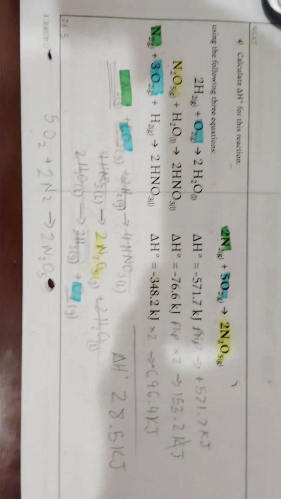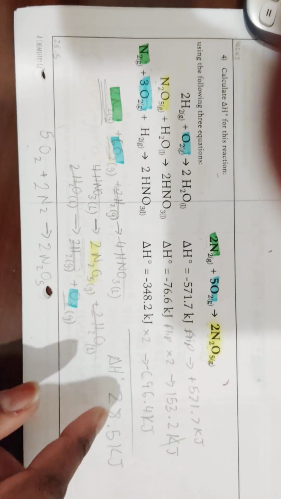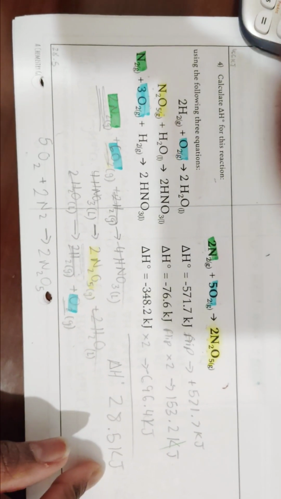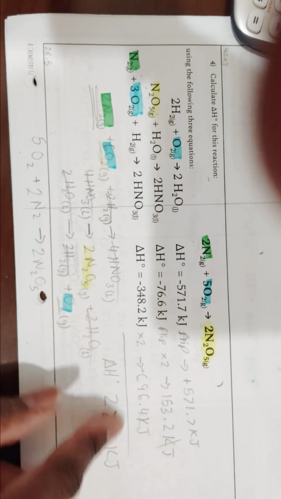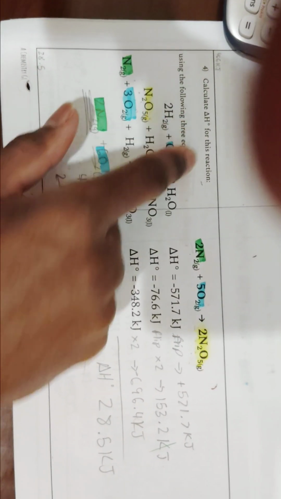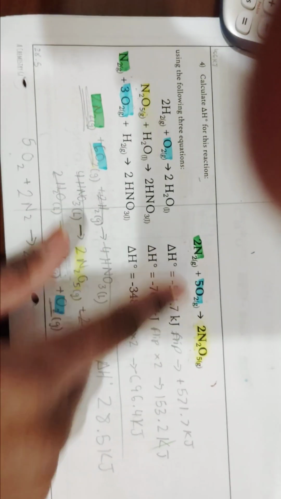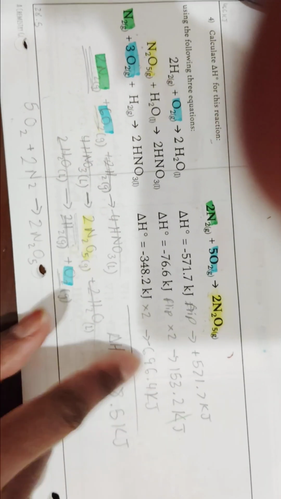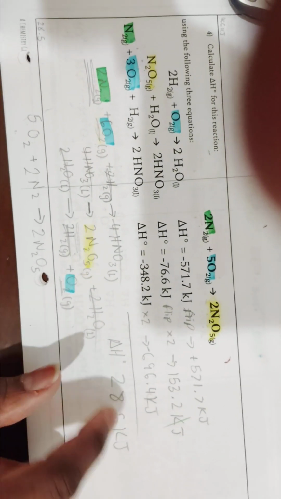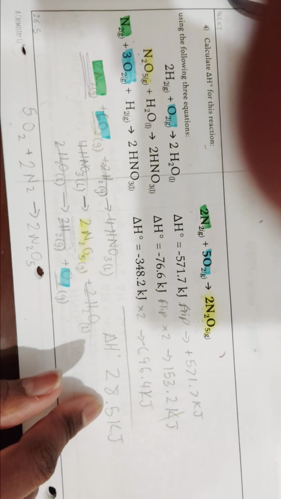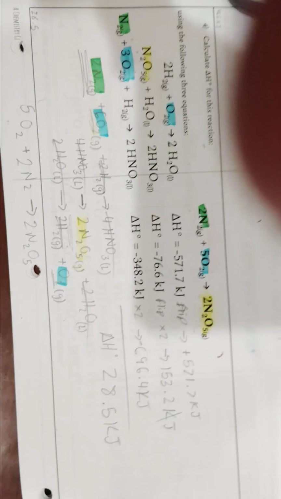Okay, guys, so we're back. As we can see, we got 28.5 kilojoules, which is our answer for this reaction right here. This is going to be our enthalpy change for this equation or reaction.